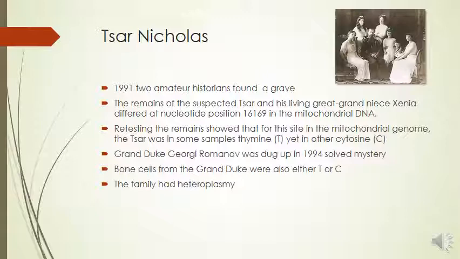Then bone fragments were taken from Grand Duke Giorgio Romanov, another relative, who was dug up in 1994, and it was found by looking at his bone cells that the Grand Duke had either thymine or cytosine at nucleotide position 16169. Therefore, the Romanov family had heteroplasmy.